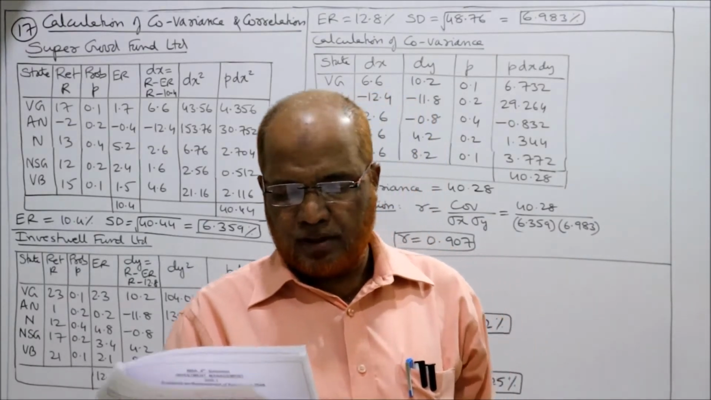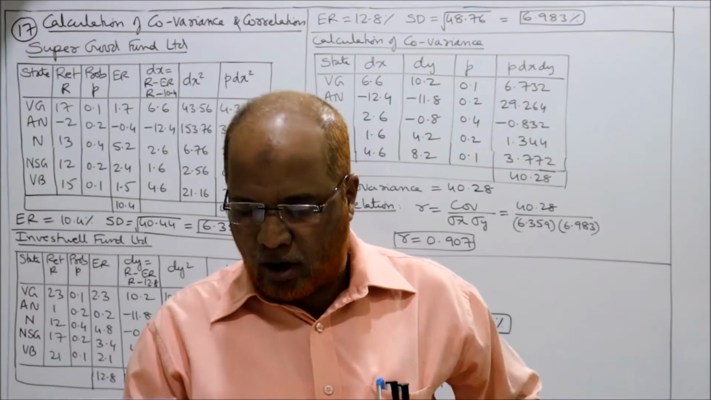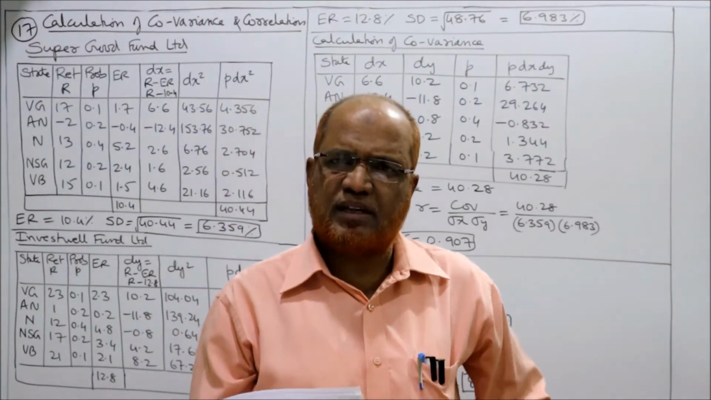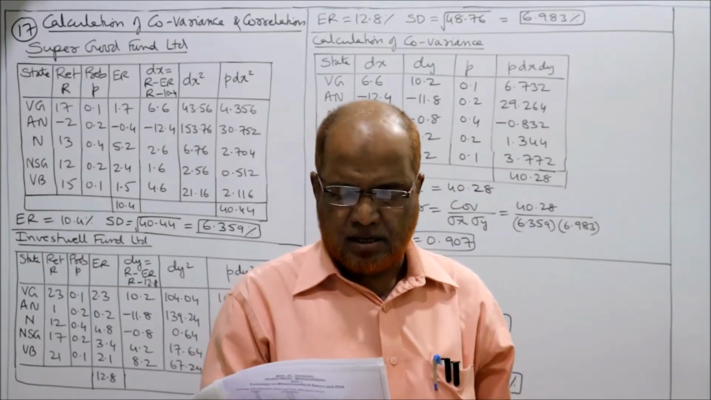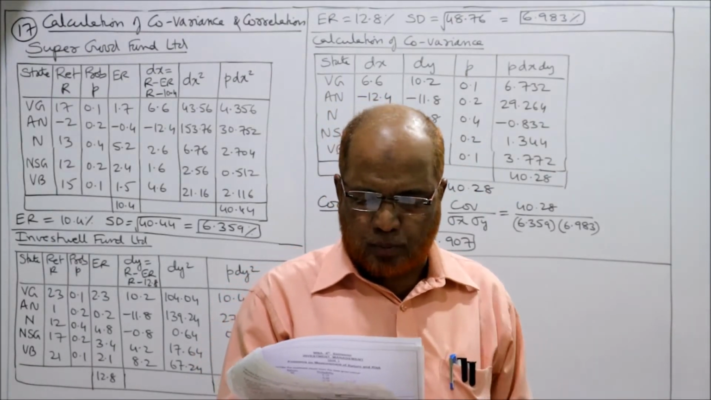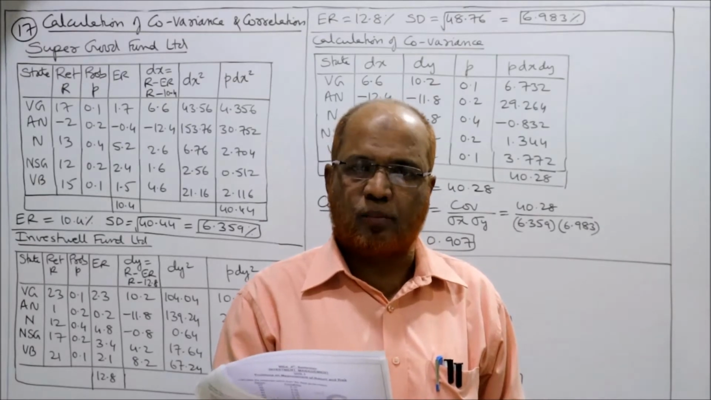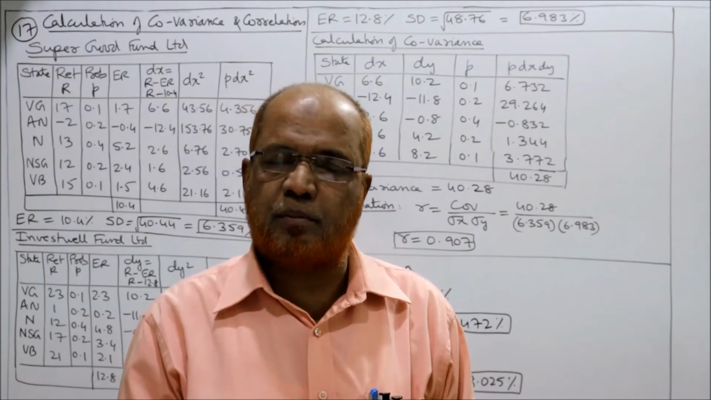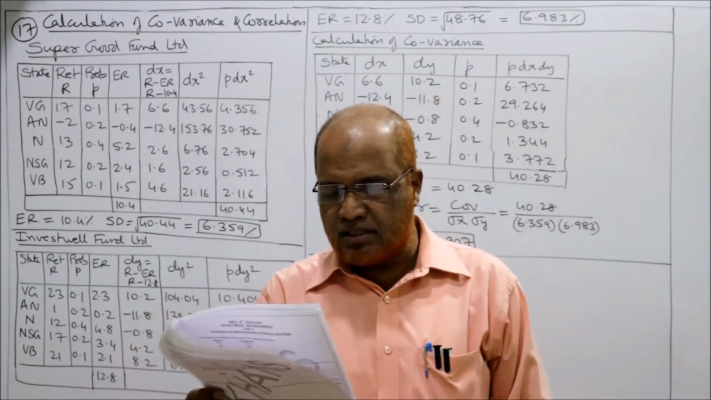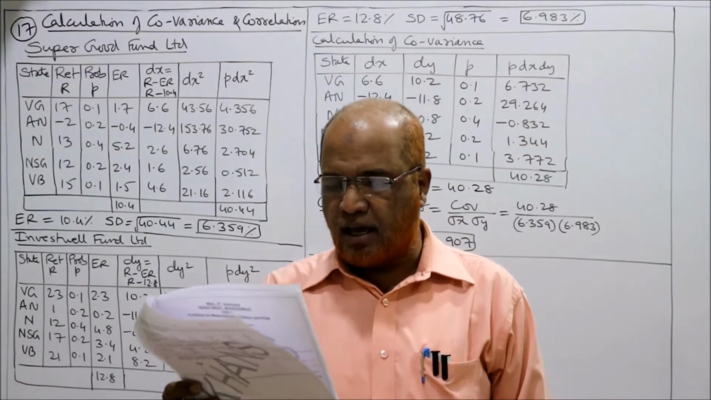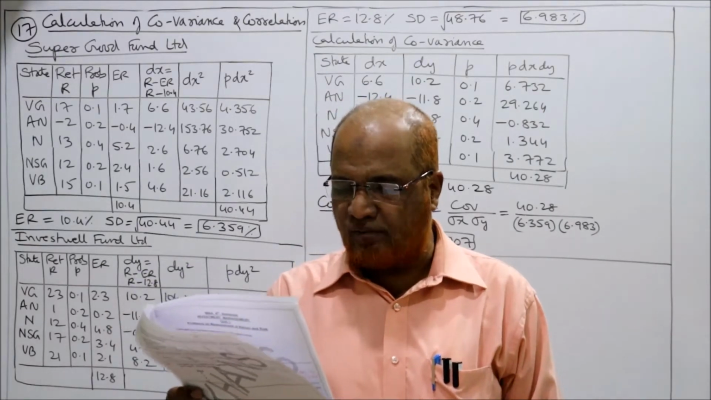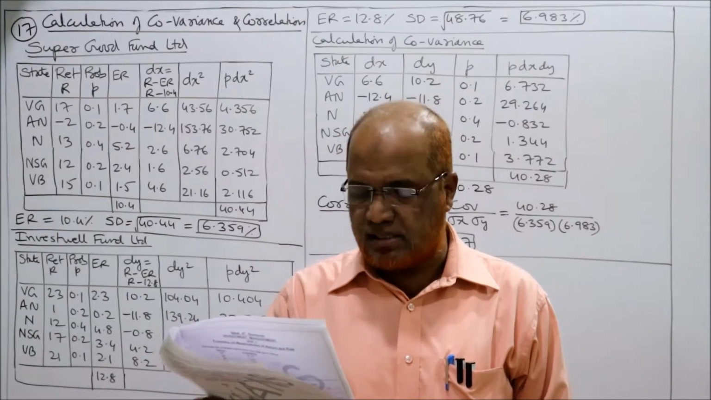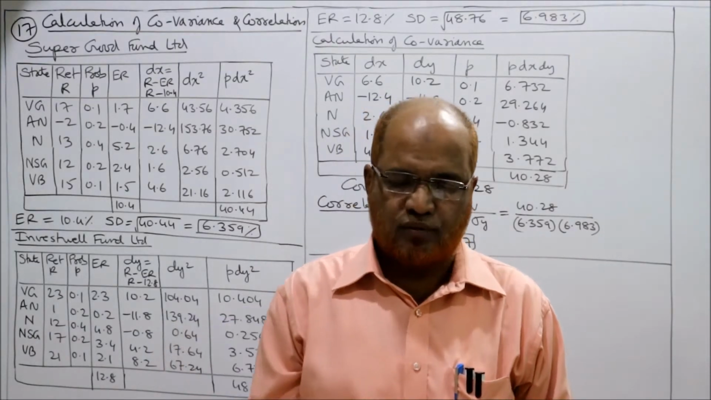State of economy: very good, above normal, normal, not so good, very bad. So events are given. We are not concerned with the event, just write down the same as it is. Then probabilities are 0.1, 0.2, 0.4, 0.2, 0.1. Joint probability means this probability will apply to both the companies. Same probability will apply to both the companies. Returns of Super Good Fund Limited and returns of Invest Well Fund Limited. So we are given the returns. You are required to find out the covariance and correlation of return between the two firms.